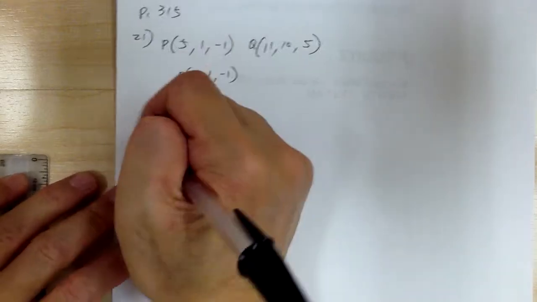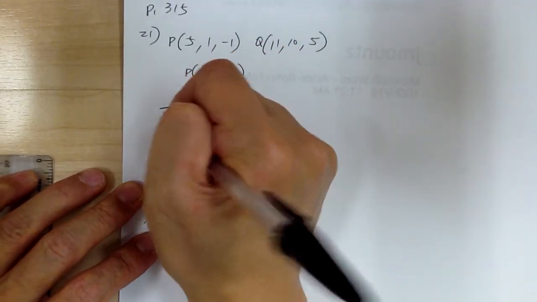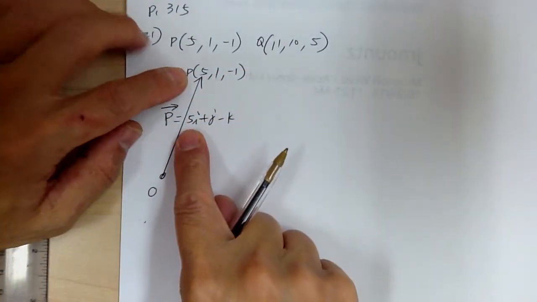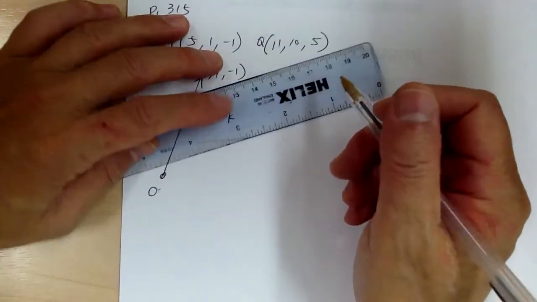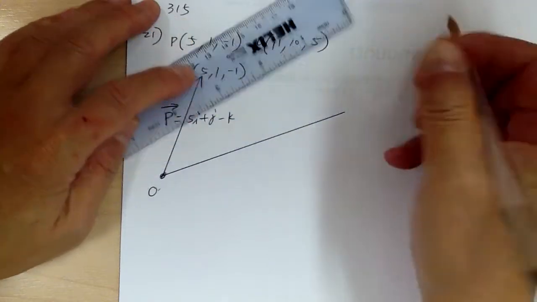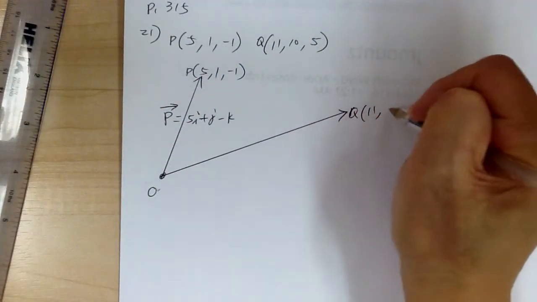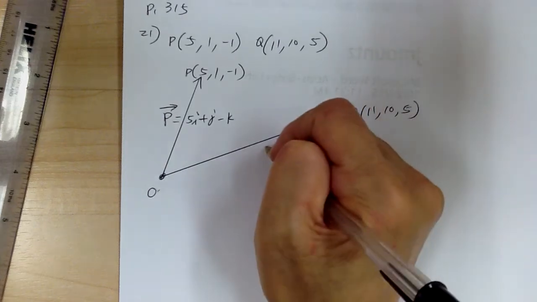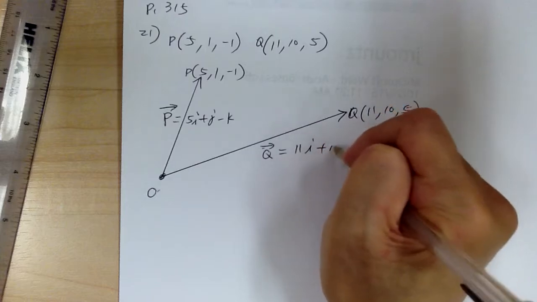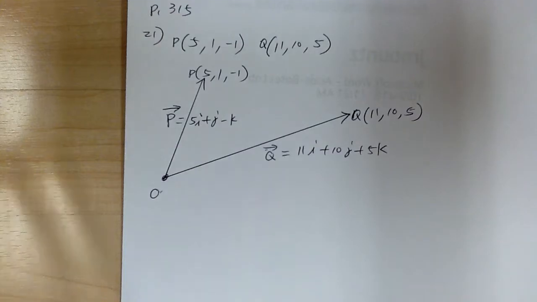Okay. So vector P would be 5i plus j minus k, right? So again, 5, 1, -1, right? And then go ahead and I'm going to just make Q really long. So here's point Q, 11, 10, 5. So here's your vector Q equal to 11i plus 10j plus 5k. Right? Again, all these numbers should match.